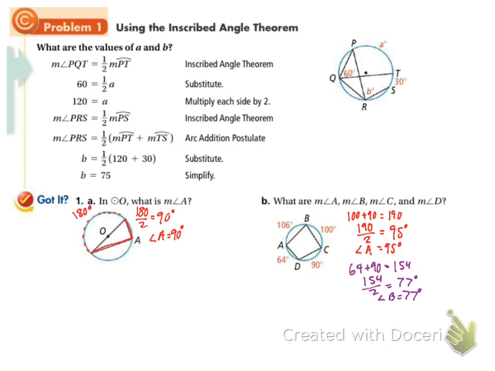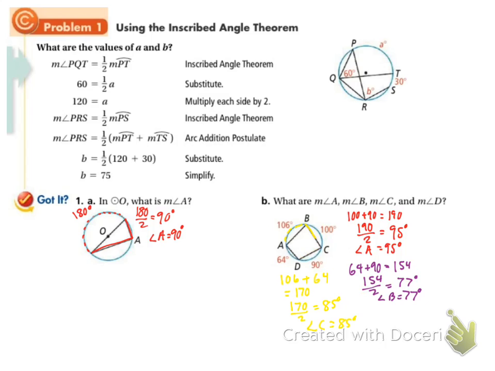Now, if we look at angle C, that goes with this arc. So that's 106 plus 64, which gives us 170. If we do 170 divided by 2, we get 85. So angle C is equal to 85 degrees.